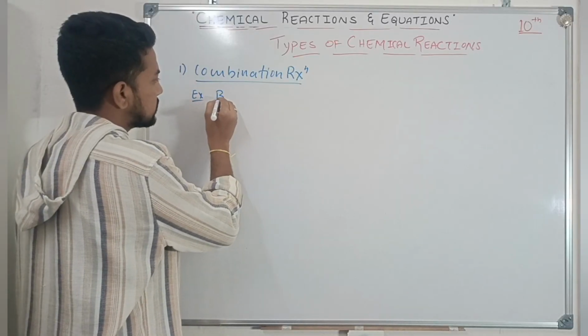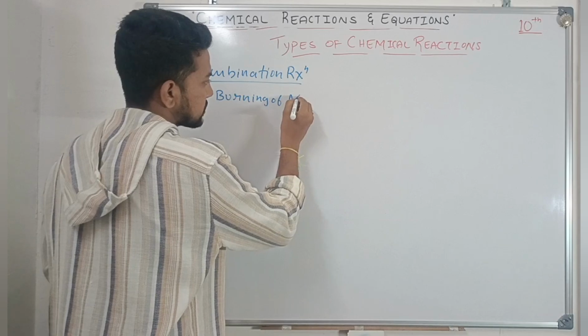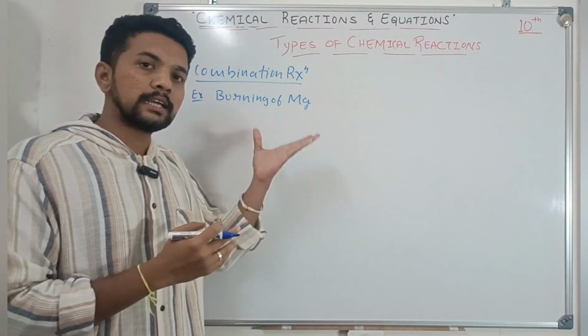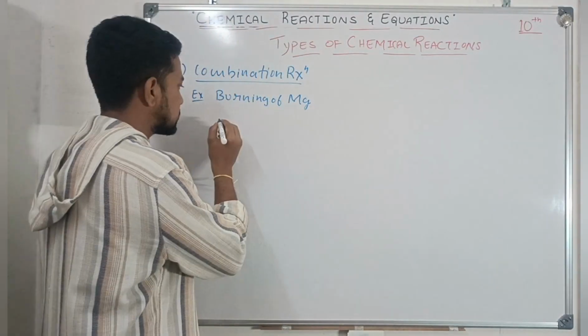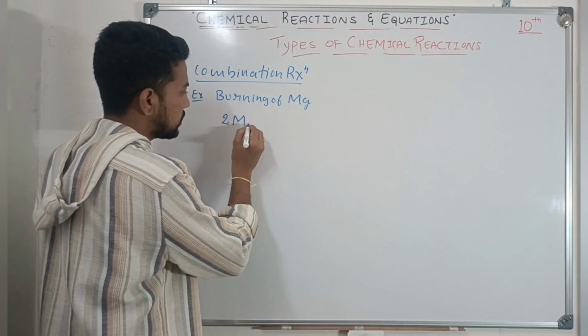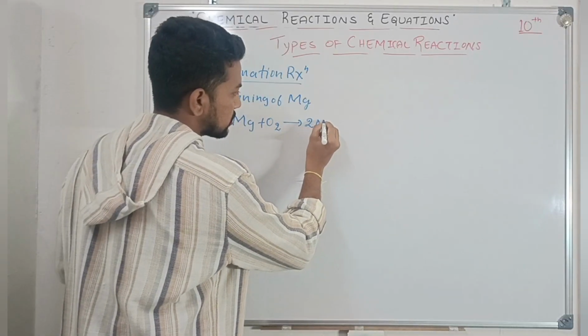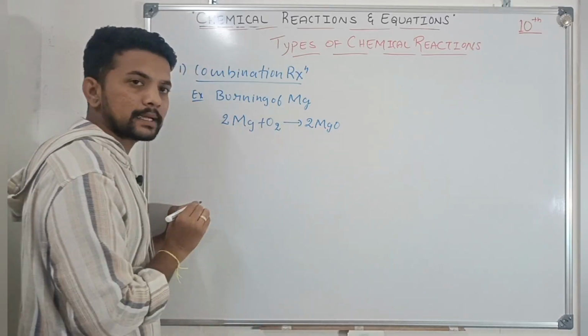The first example is burning of magnesium ribbon. When you burn the magnesium ribbon, magnesium reacts with oxygen to form magnesium oxide. That is 2 Mg plus O2 gives 2 MgO. Magnesium reacts with oxygen to form magnesium oxide.